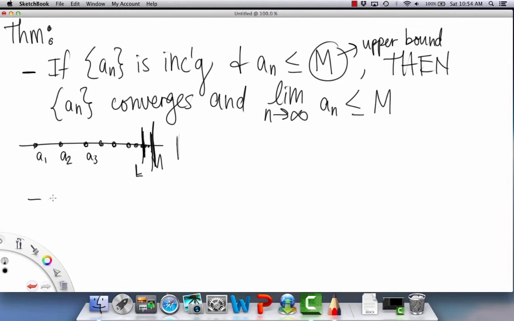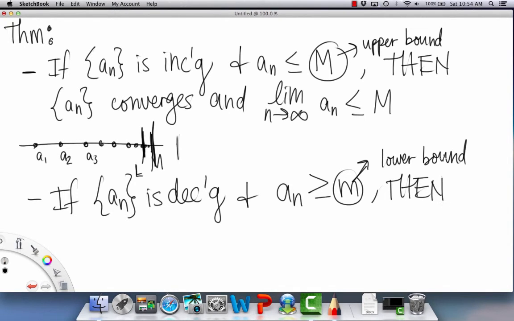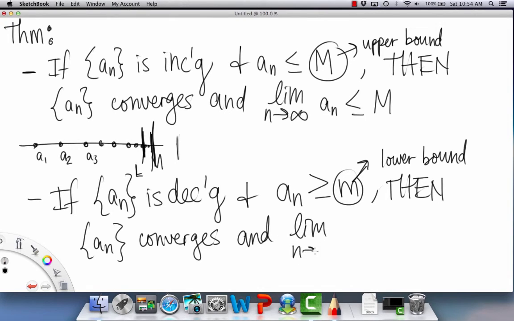Okay, and then on the other hand, in the decreasing case, if our sequence is monotonic and decreasing, and AN is greater than or equal to little m, remember this is called the lower bound, this is what it cannot go below, then we also know that our sequence AN converges, and the limit as n goes to infinity of AN has to be greater than or equal to little m.